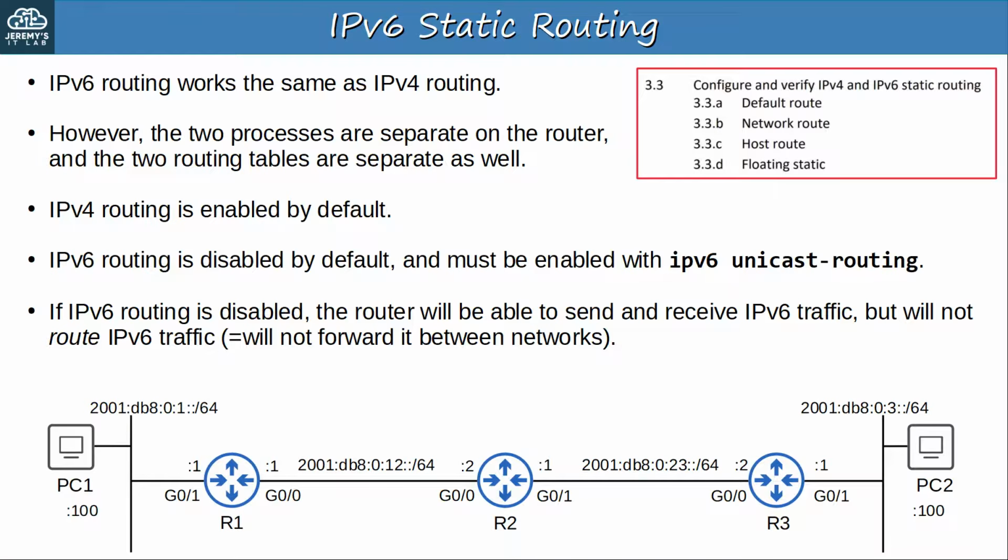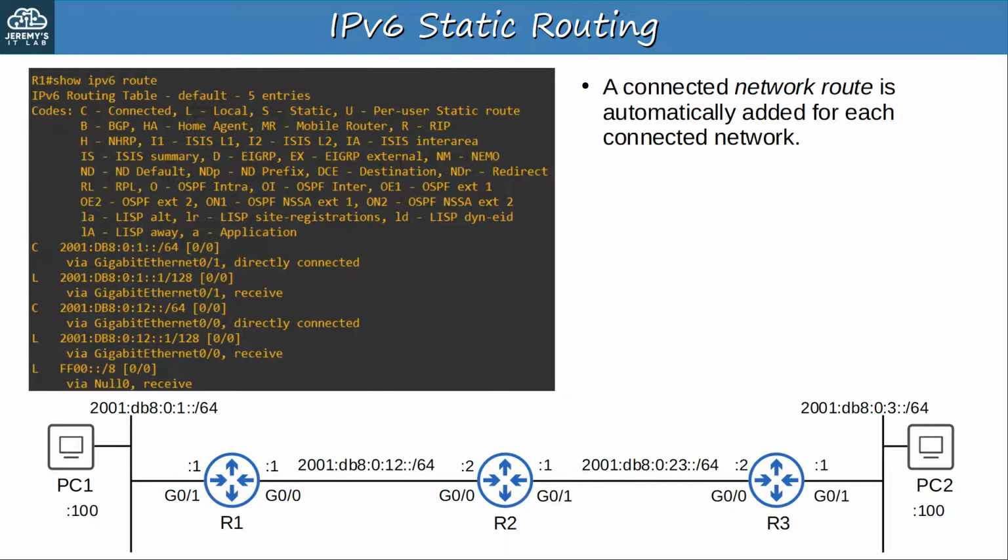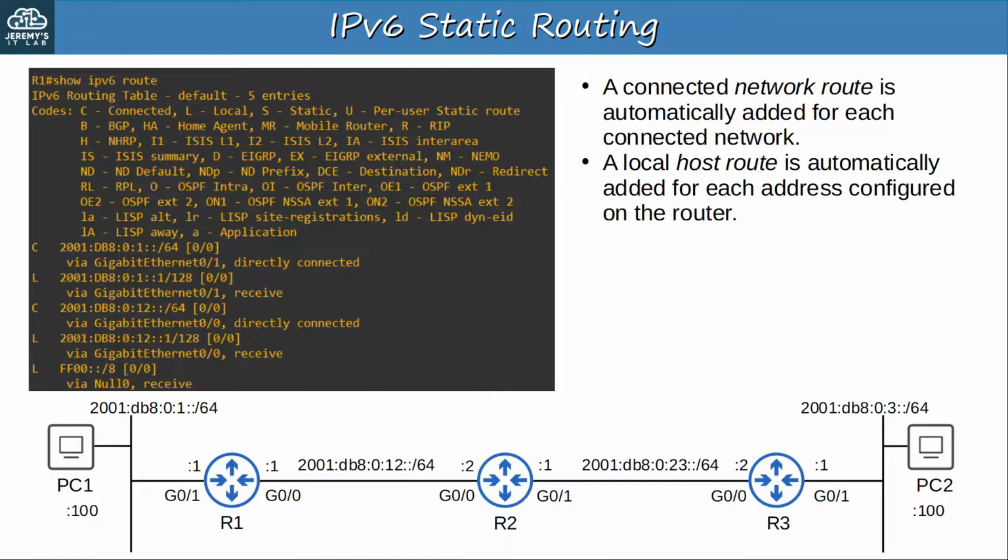To demonstrate IPv6 routing, we'll use this network here. But before we actually configure static routes in this network, let's check out R1's routing table as it is now. So here's R1's IPv6 routing table. Just like in IPv4, a connected network route is automatically added for each connected network. A network route is a route to a network, a subnet, as opposed to a route to a single specific host. Also, a local host route is automatically added for each address configured on the router. This is the same as in IPv4.